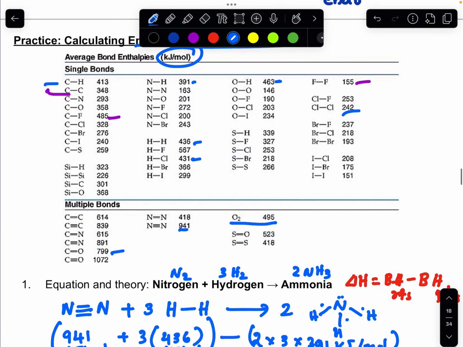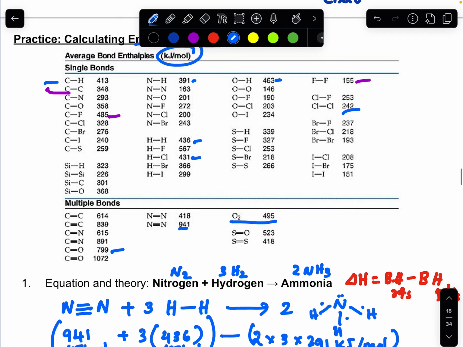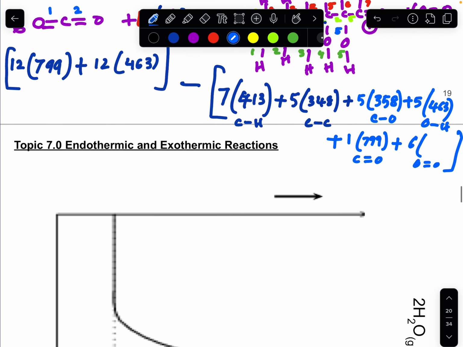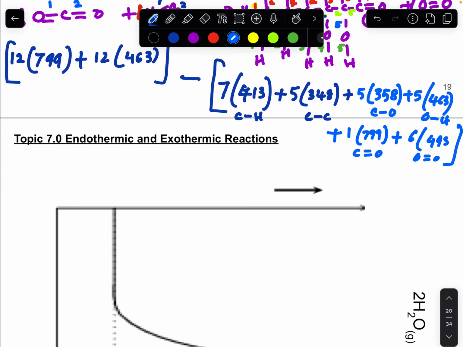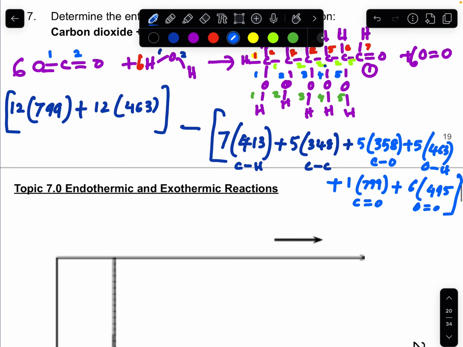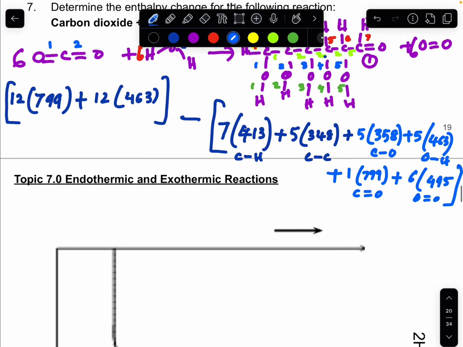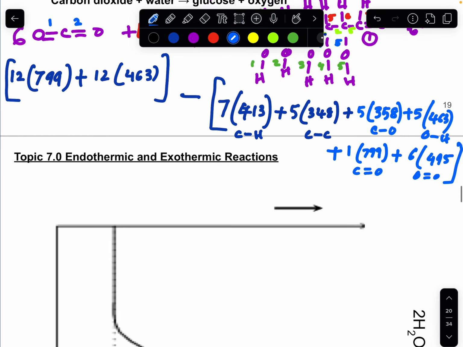Okay, let's see what O double bond O is. You can write that as O double bond O. Okay, it's 495. Okay, so you have to do this calculation. It's a big calculation, and I pretty much did all the questions for you. You can do the rest and then check the answers with me in class.